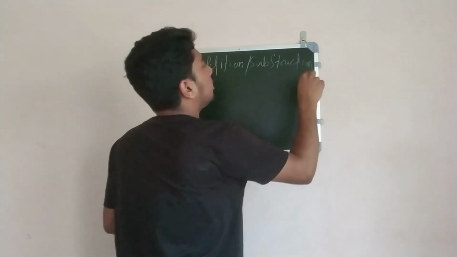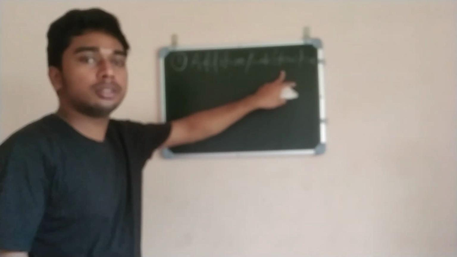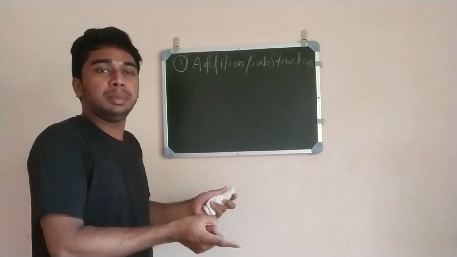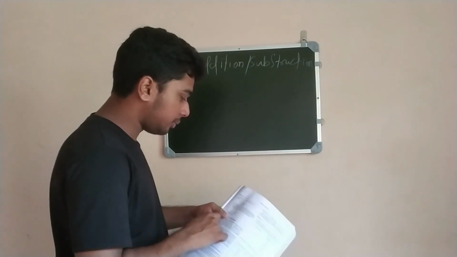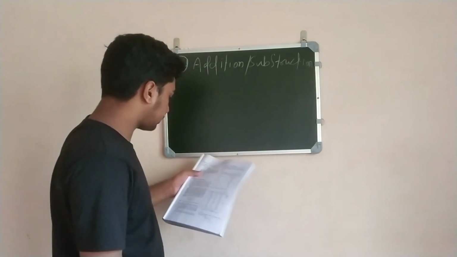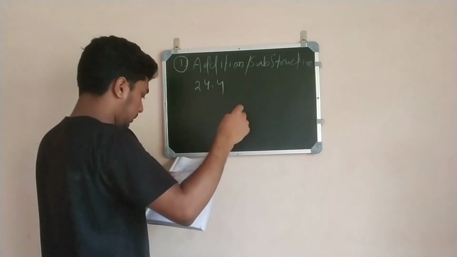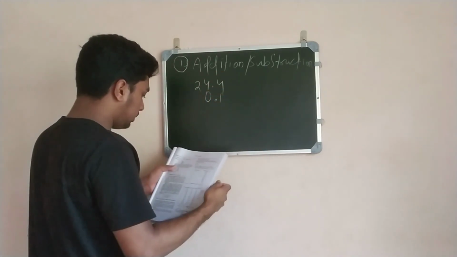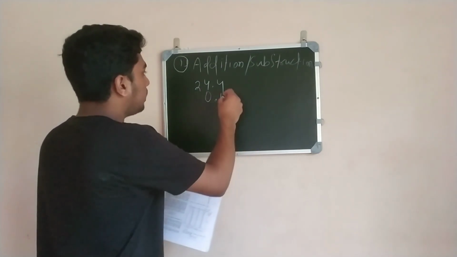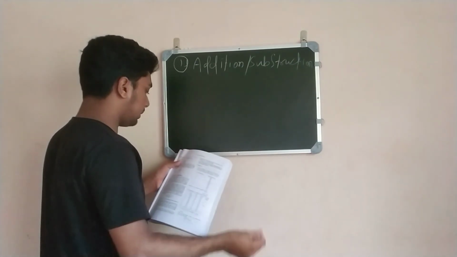So just remember, when we are adding two numbers, first we have to round up to the minimum. For example, I have a number 24.4, the second one is 0.1, the third is 24.36. I mean it is 24.36.